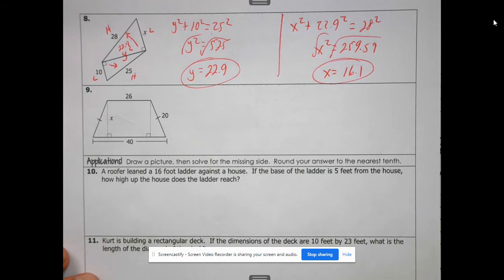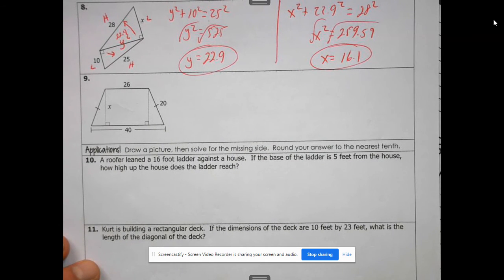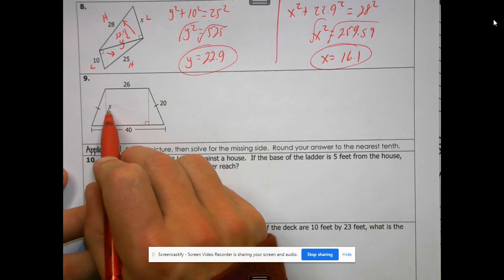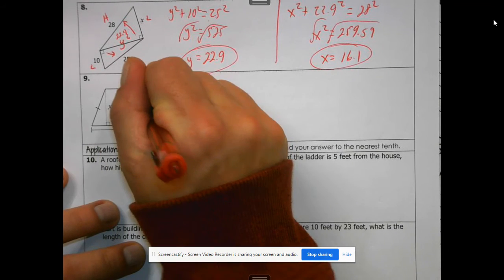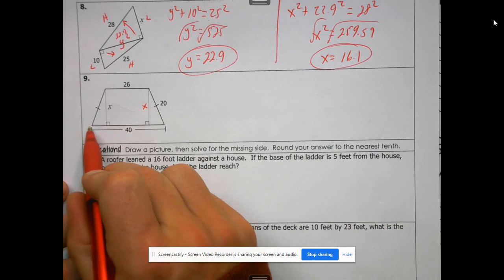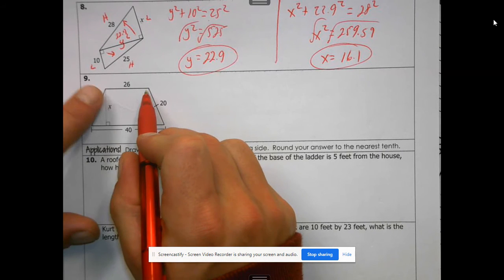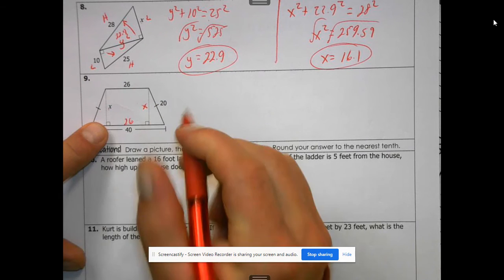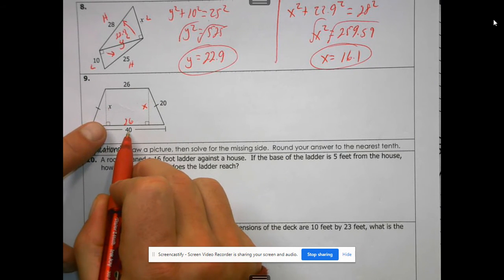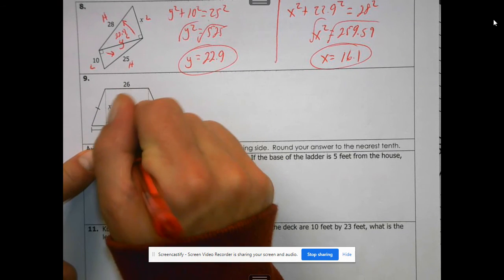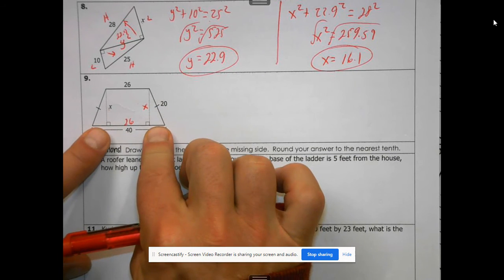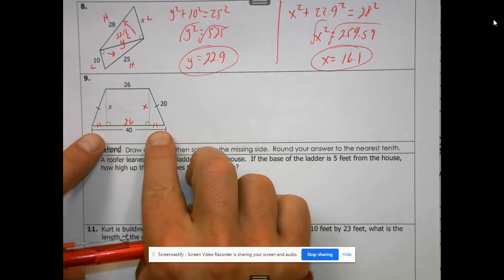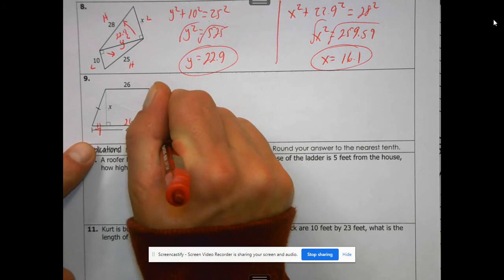All right, number 9. So if I know this piece is x, I know this piece is x over here. Now figuring out the lengths down here. From here to here is 26. So from here to here has to be 26. And then 40 minus 26, you're left with 14, right? So these two pieces have to add up to 14, and they're also congruent. So 14 divided by 2 would be 7.